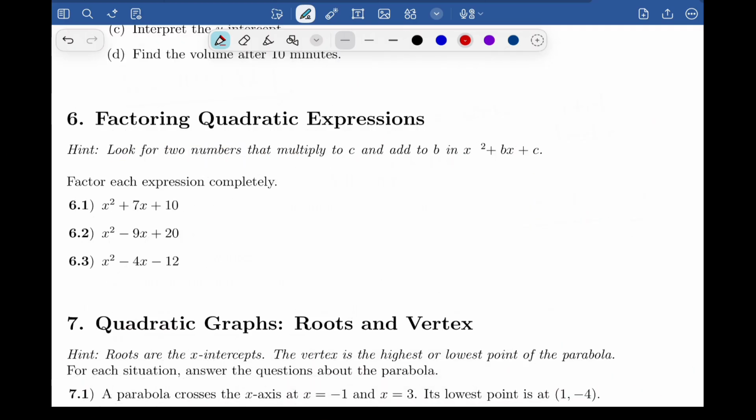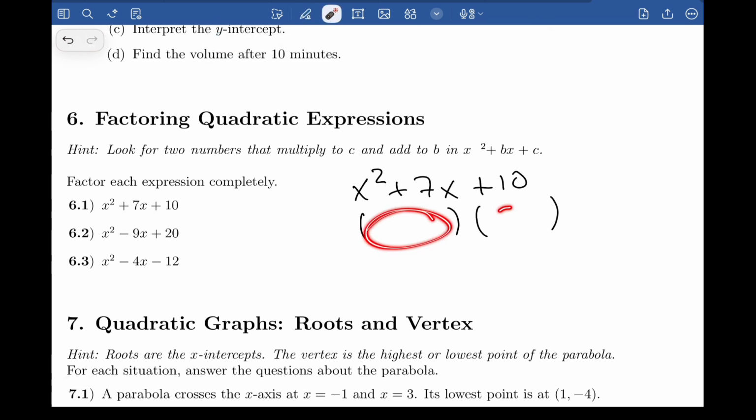Okay, then guys, this one, factoring quadratic expressions. Okay, here comes the trick. We have x squared plus 7x plus 10. Always we use two factors. How are we going to find two factors whose multiplication is going to be this? Okay, so this is super easy.